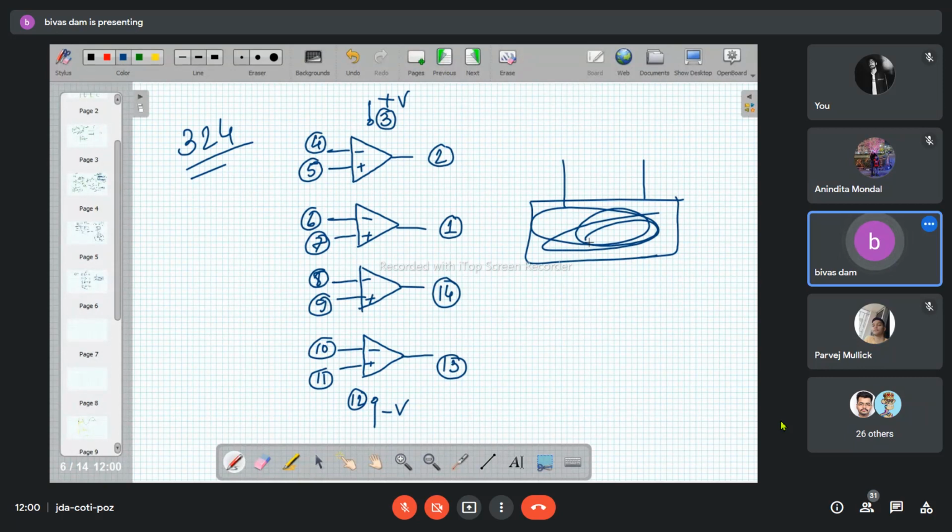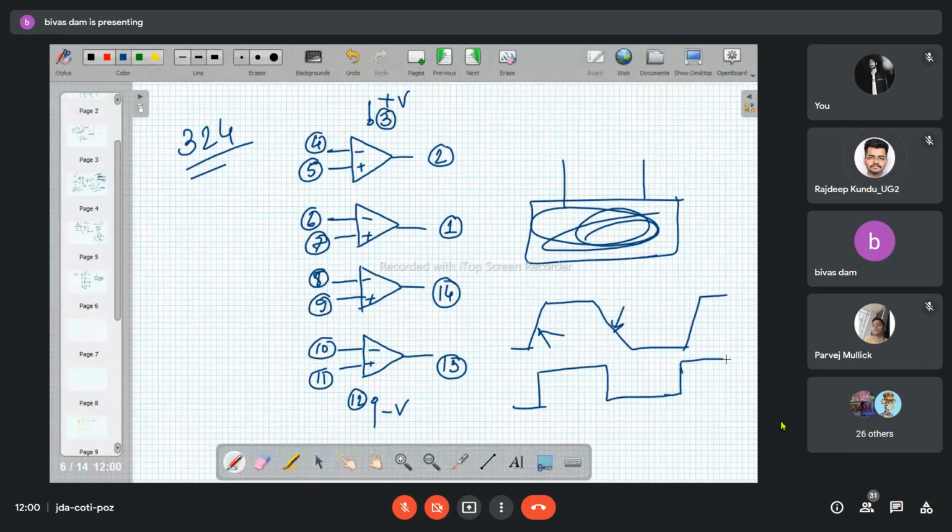So even if you go for sine wave to square wave conversion using that ZCD, the output you will be getting will look something like this. These slopes are limited by the slew rates. But ideally, what is your requirement? This is your square wave. That's your requirement.